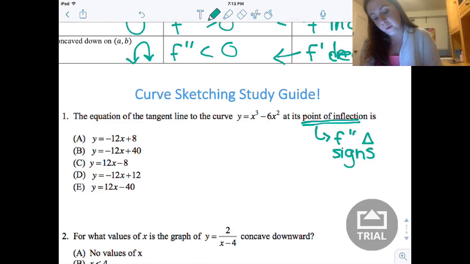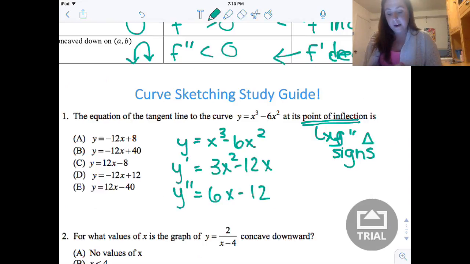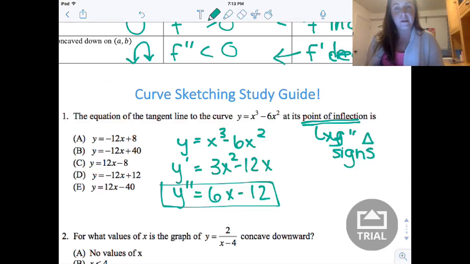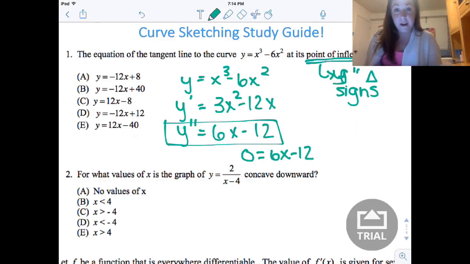And so it would actually be y double prime here. So if y is x cubed minus 6x squared, then y prime would be 3x squared minus 12x, and y double prime would be 6x minus 12. So I know I'm looking at my second derivative here, and that's going to be what I use to determine concavity. So set that equal to 0 to find where that function will equal 0. It will never be undefined, so don't worry about that. So I'm going to get that this equals 0 at x equals 2.